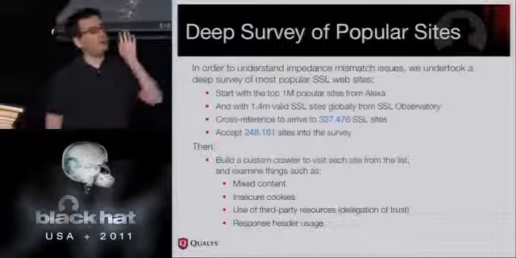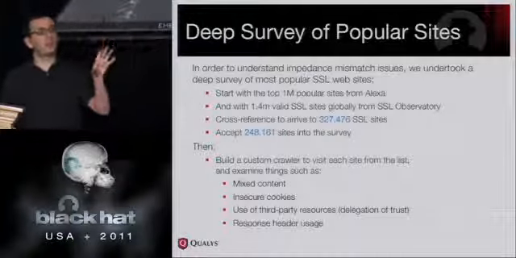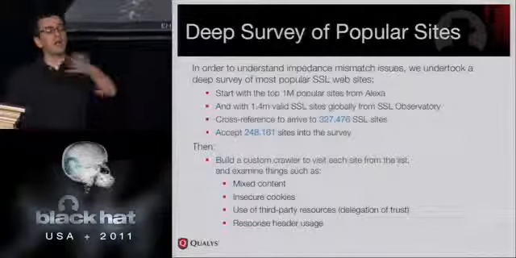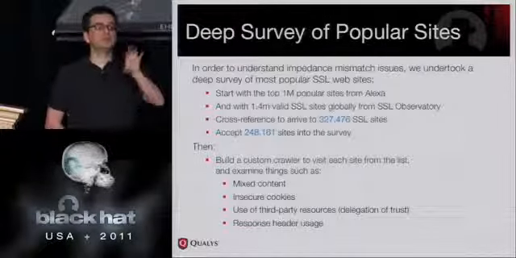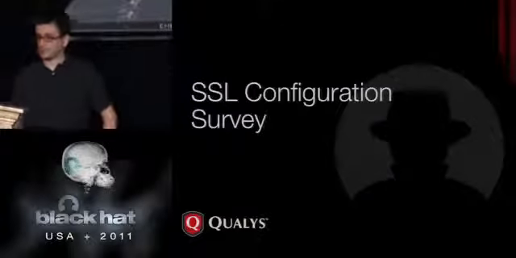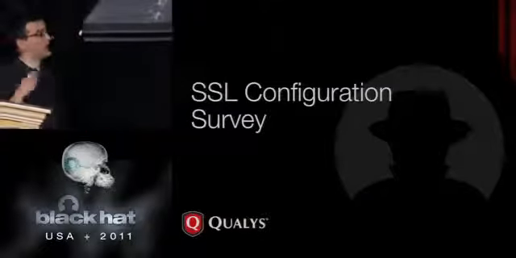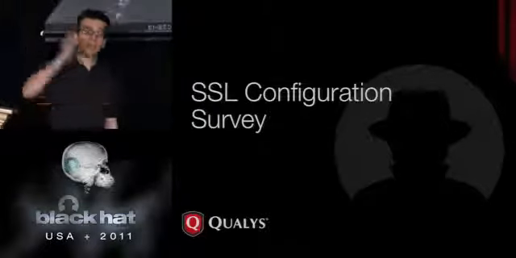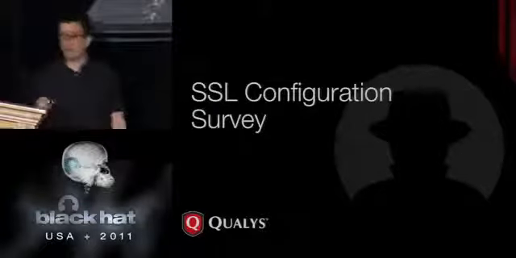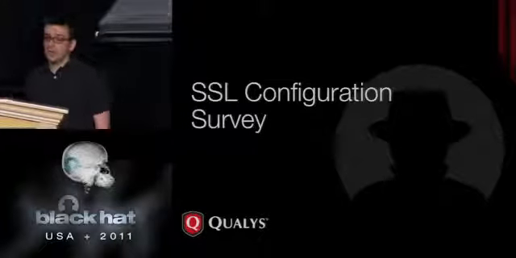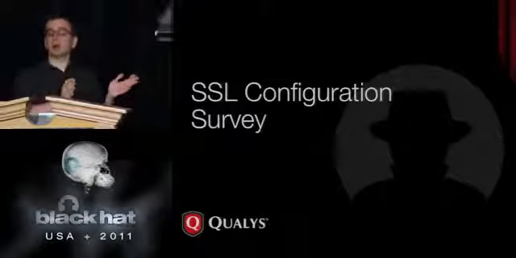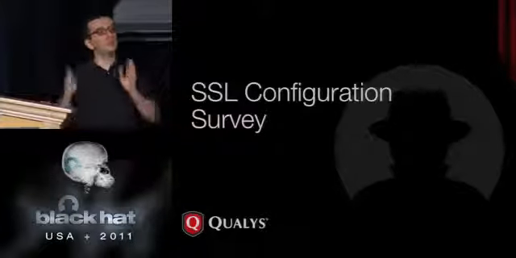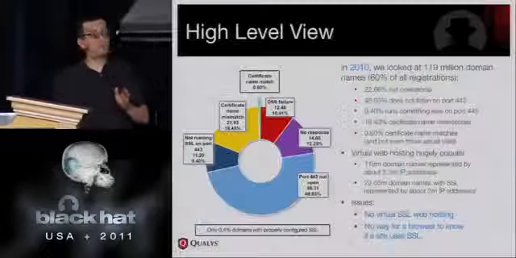And then we built a custom crawler that simulated browsers with JavaScript execution and everything else. And we browsed to all the sites, watching for these various programming errors. So what I'm going to do, I have a bunch of slides. We're going to go through them very quickly. You can refer to them later, or you can go download the full data from our website. I have two parts. The first part is going to be about SSL configuration, and the second part is going to be about impedance mismatch issues.